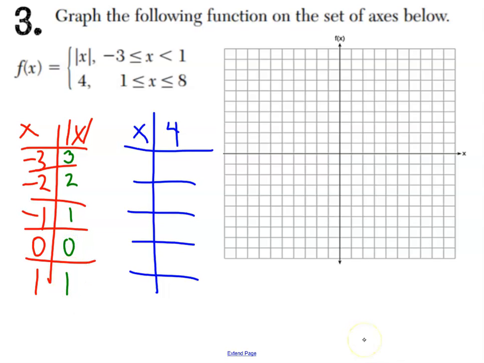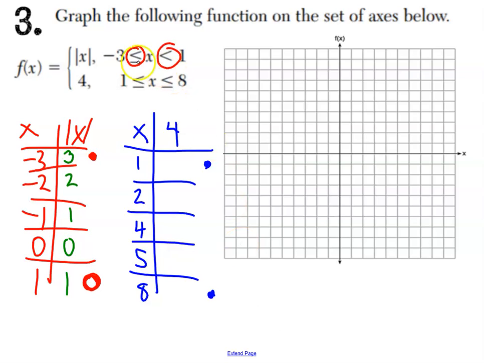And the same is true for my blue function over here. I'm going to put in values from 1 to 8. Maybe I'll put a 2, a 4, and a 5. But I must start at 1 and I must end at 8. Noting that my beginning and my end values are actually included, both of my points are going to be solid. But in my other graph, my absolute value graph, my first value was included, which is solid, but my last value was not included, so that one's going to be open.